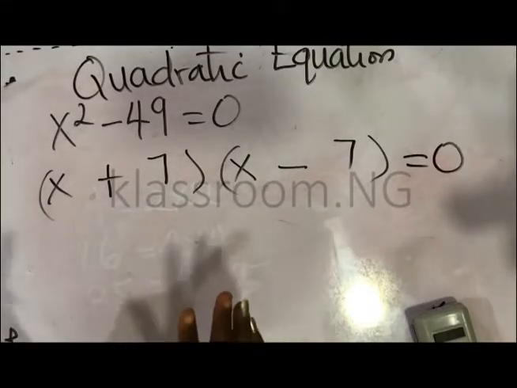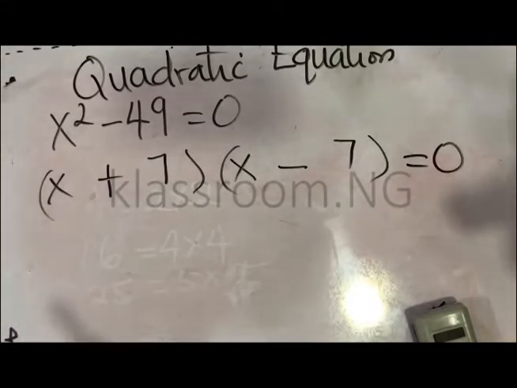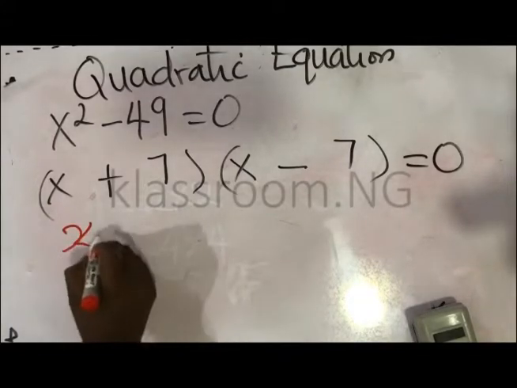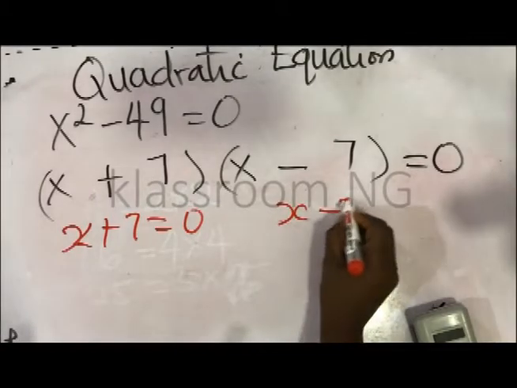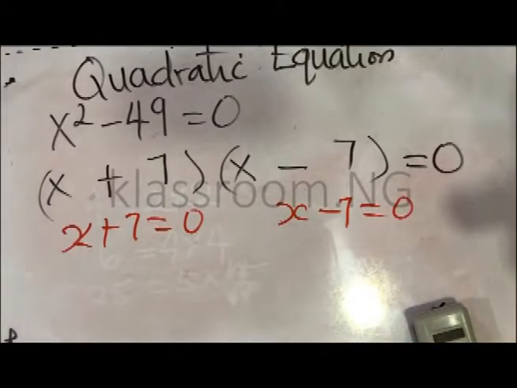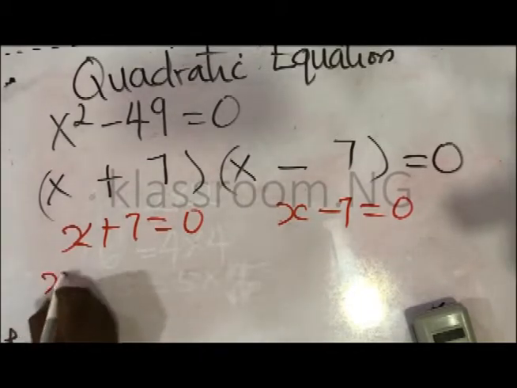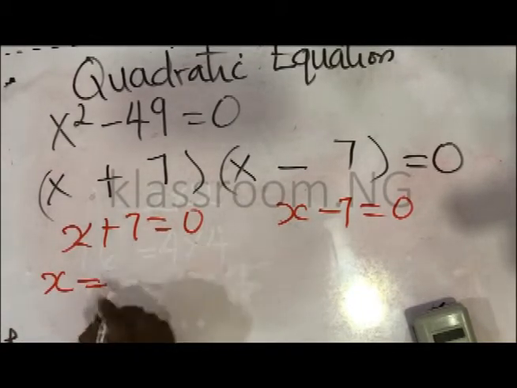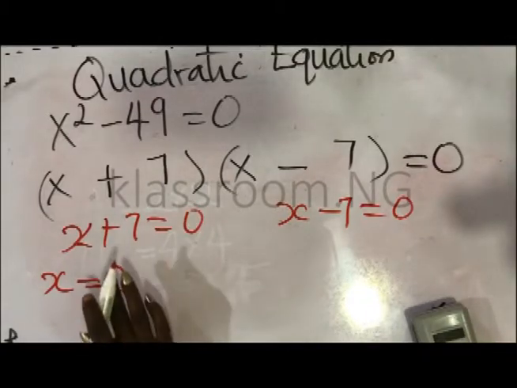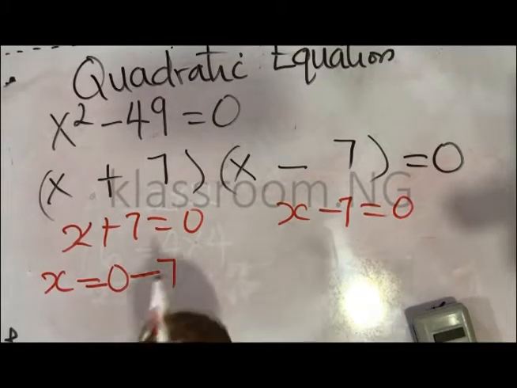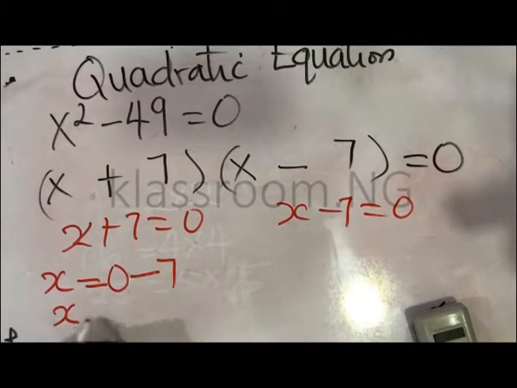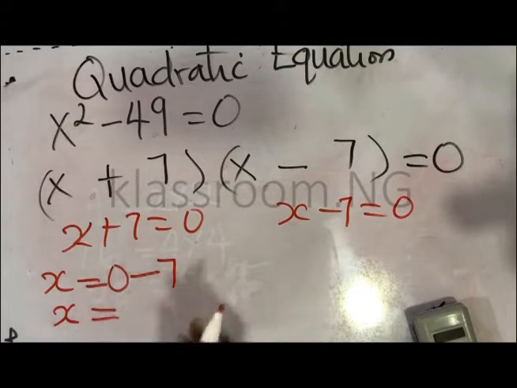We're going to solve this question one at a time. So we have x plus 7 equals 0, and we have x minus 7 equals 0. So we're going to take the first one. We collect like terms, x equal to, we have the 0 there. Now, the plus 7 crosses to the other side and you have a minus 7. So you have x equal 0 minus 7 will give you minus 7.